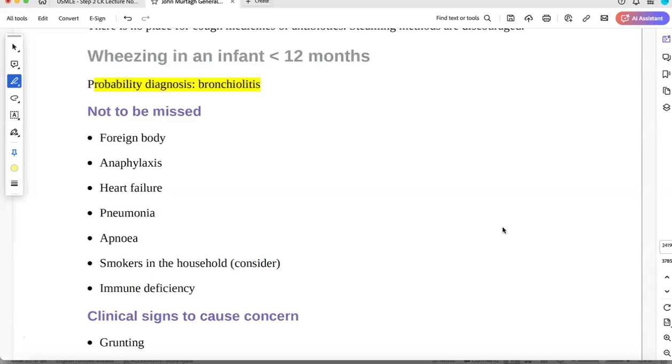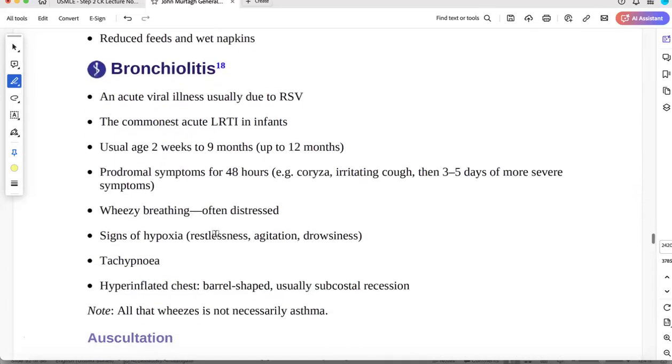Wheezing in infant less than 12 months. If you get a child who has wheezing and the child is less than 12 months, your most likely diagnosis should be acute bronchiolitis. So what is acute bronchiolitis? It is a viral infection ideally caused by RSV.